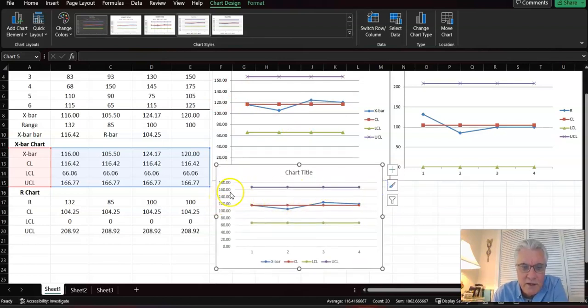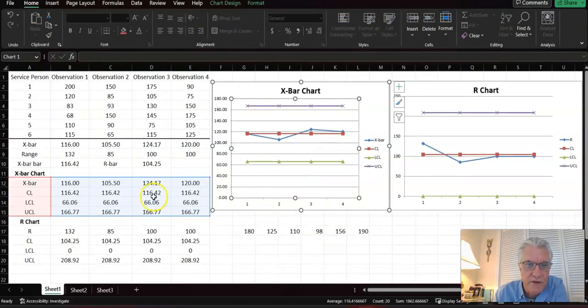If you don't get it in this exact format, sometimes you have to switch the X and Y axes to get it with the samples along the bottom and the data range along the Y-axis. So let me delete that since it's up here anyway.